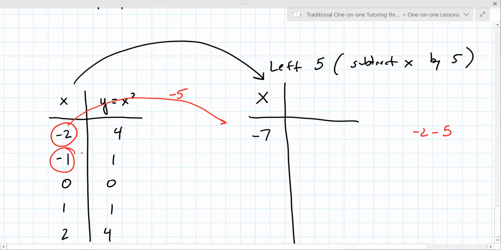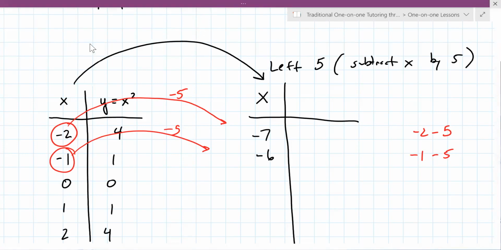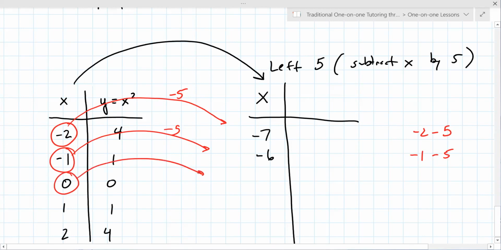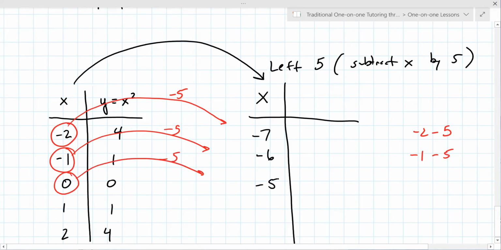So now we take -1 and we subtract 5. What is -1 minus 5? -6. Very good. How about 0 minus 5? -5. Very good. Can you give me the last two values? 1 minus 5, -4, -3. Very good. Now the y stays the same. So it's the 4, 1, 0, 1, 4.